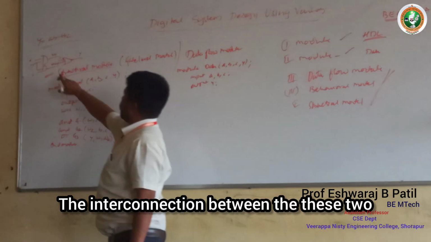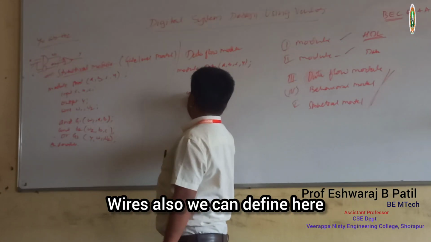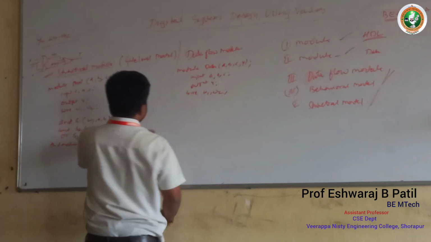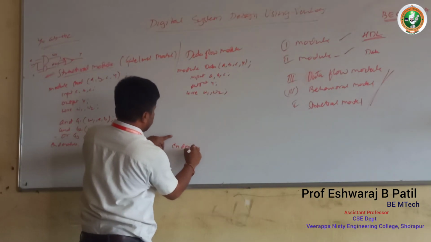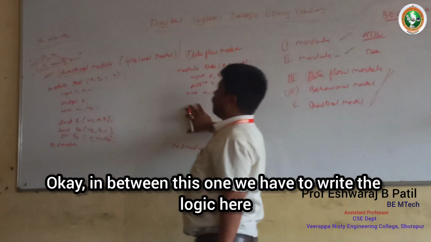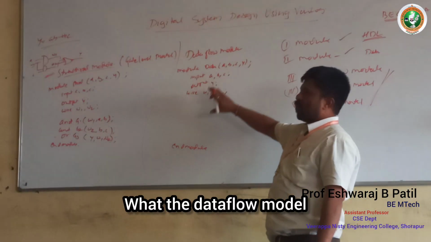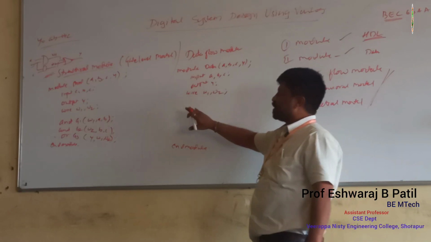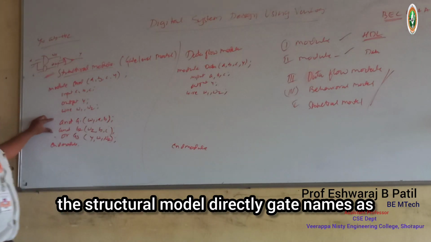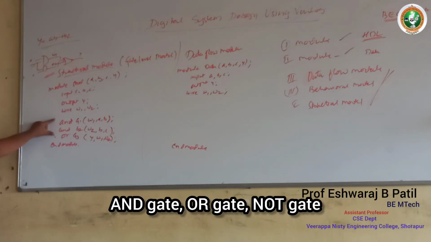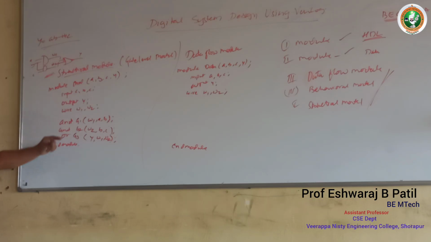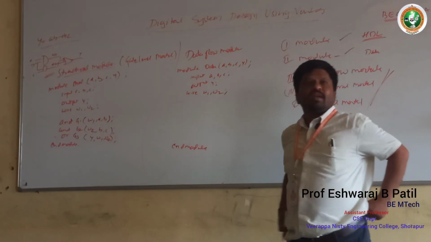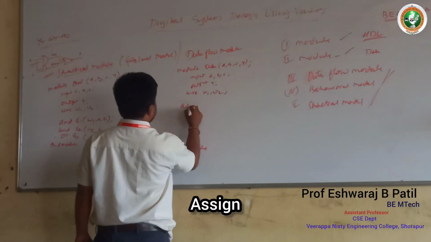The interconnection between these two gates is called wires. Also we can define here wire W1 comma W2, and also endmodule, just write endmodule. In between this we have to write the logic here. The data flow model will be using the assign keyword. In the structural model we directly use gate names such as AND gate, OR gate, NOT gate. But in the data flow model, we use only one keyword, that we call the assign keyword.